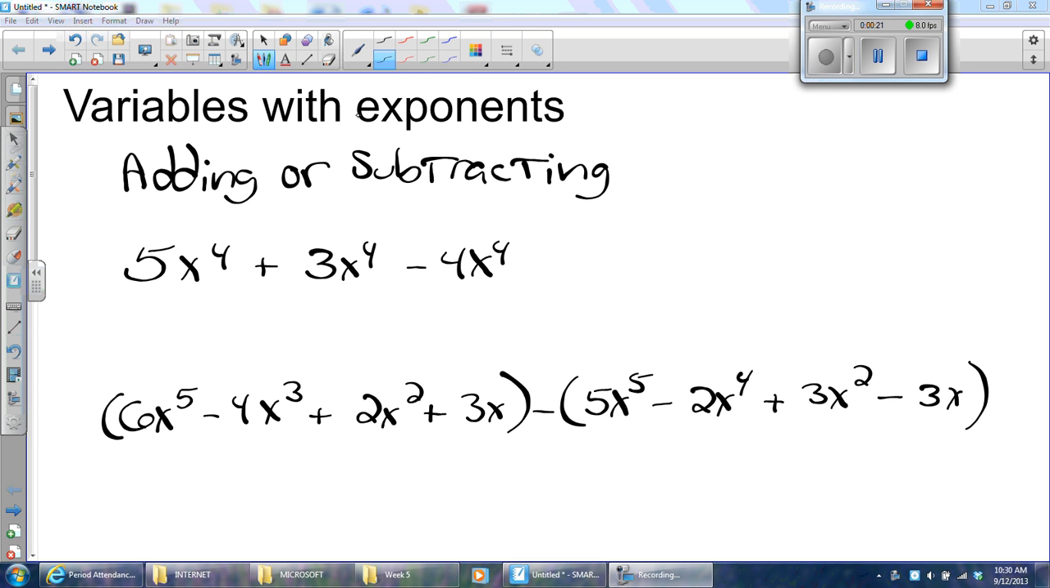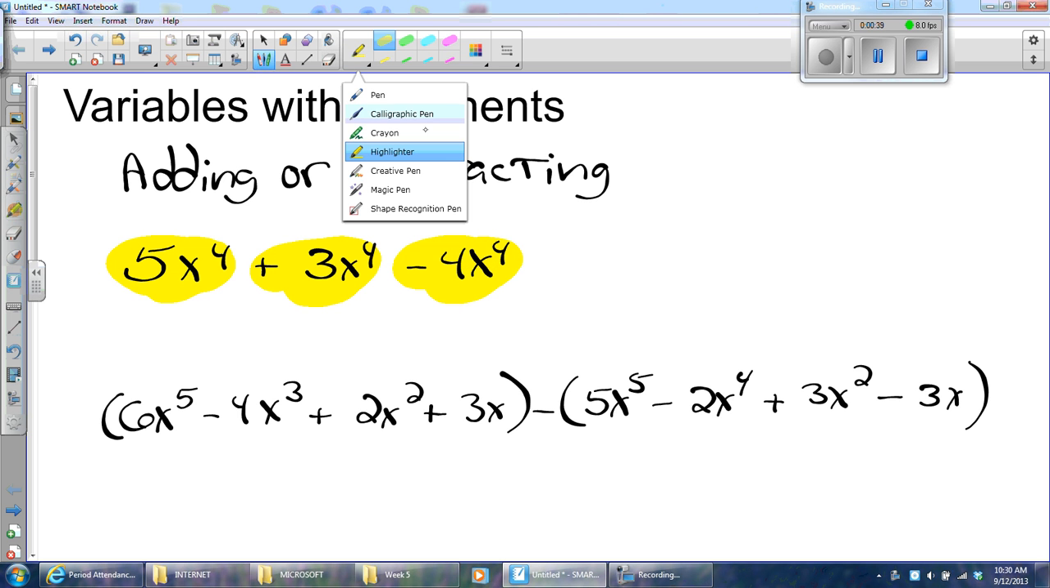But if we have to add or subtract, all we're doing is, what's that? What'd you say, Alex? Yeah, that's right. We're just combining like terms. So if I look at this first problem here, I've got 5x to the fourth, a positive 3x to the fourth, and a minus 4x to the fourth. They're all like terms, so all I have to do is put them together.